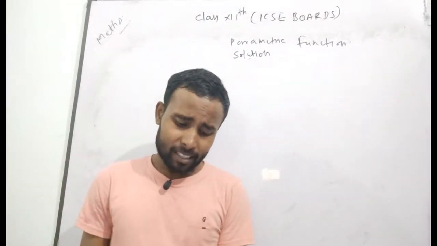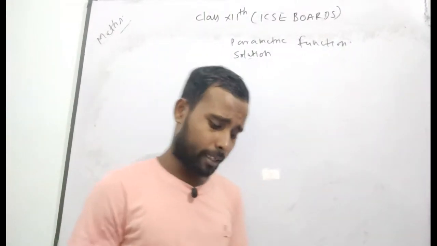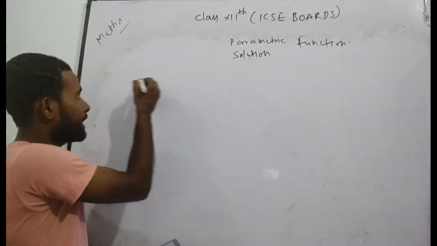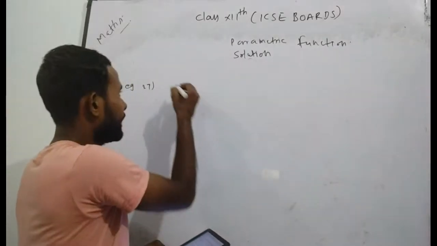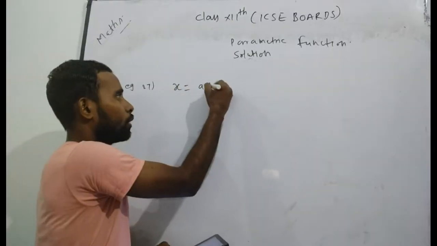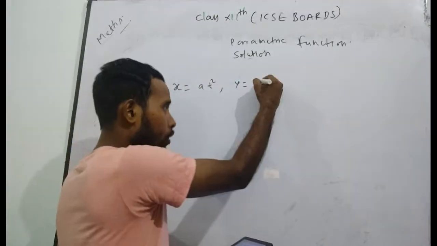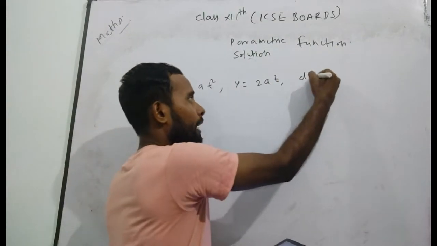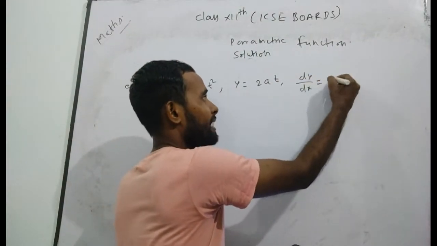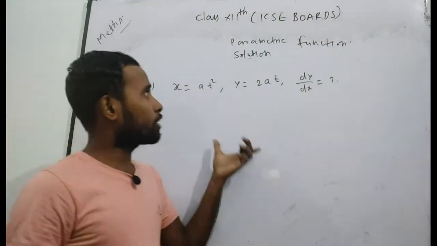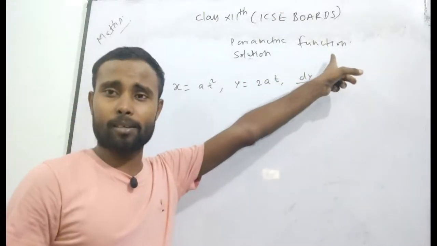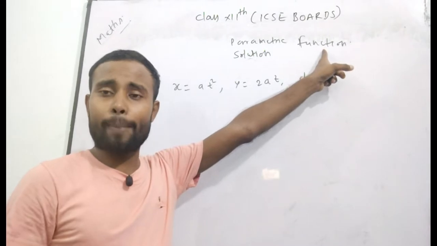Now see the next question. The next question will be an exercise. Firstly take a very simple problem, 27. In this question it is given that x is equal to at square and y is equal to 2at, and you have to find dy/dx. How can you find dy/dx? As you know, this function is a parametric function.